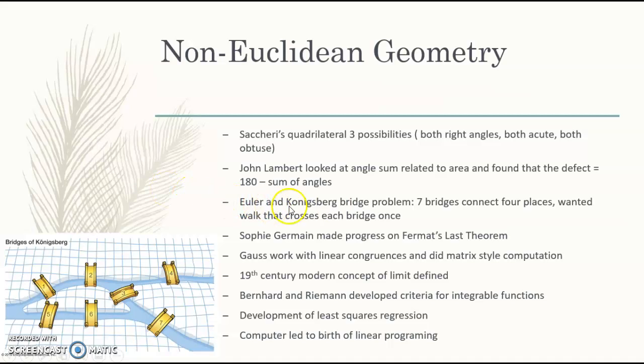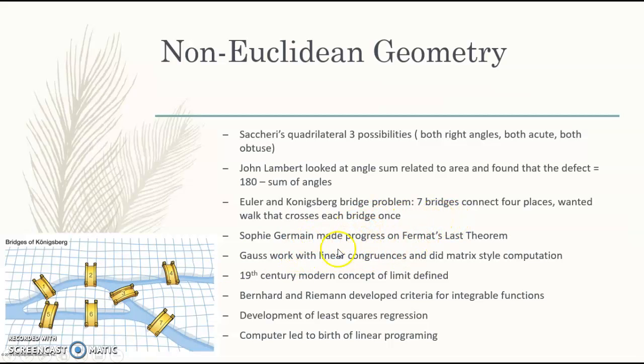Okay, Euler and the bridge problem. We have 7 bridges connecting 4 places. He wanted a walk that crosses each bridge once. And if you end up with more than 2 nodes that have odd degree, then there is no path. And you have a picture of it down here. And this idea led to the field of topology, which is the study of maps and contours.